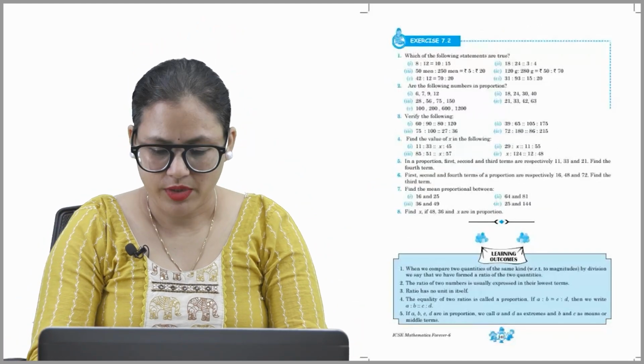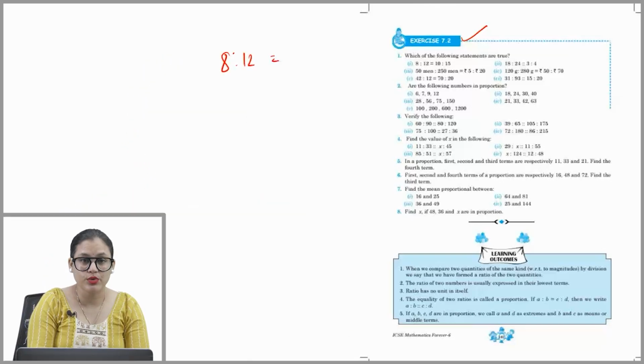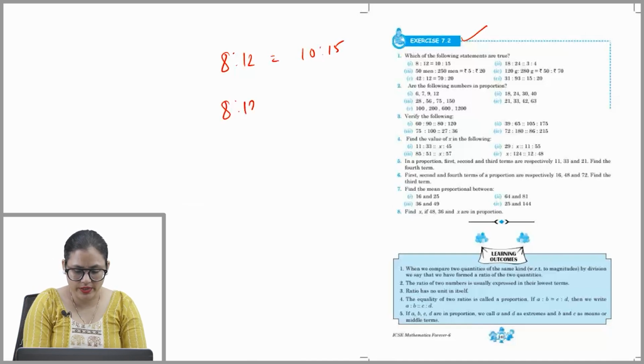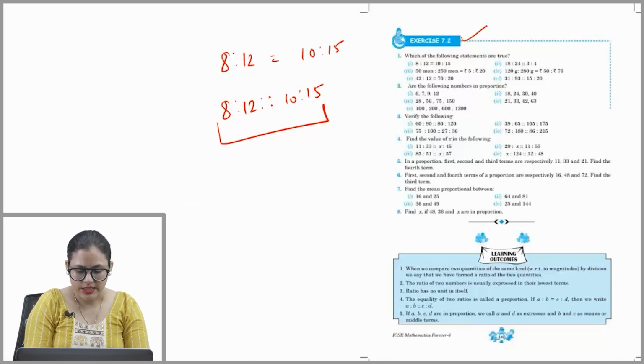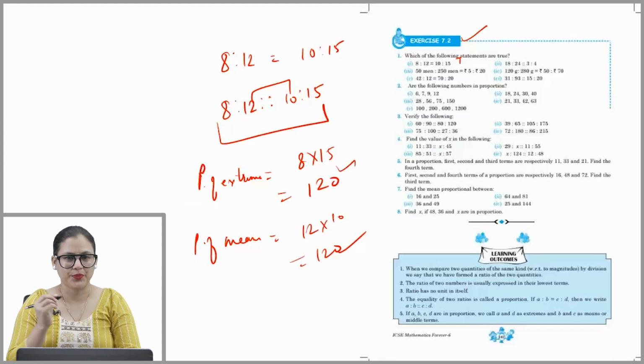Exercise 7.2. Which of the following statements are true? 8 is to 12 is equal to 10 is to 15. Let's find this out. 8 is to 12 is such that 10 is to 15. So first multiply the extremes. Product of extremes is 8 into 15, that is 120. Then product of means, 12 into 10, that is 120. So both are equal, that means this statement is true.